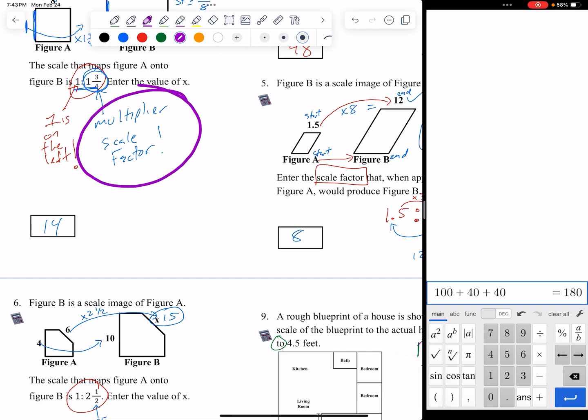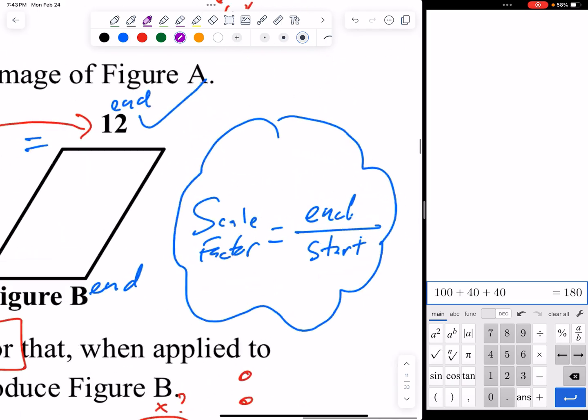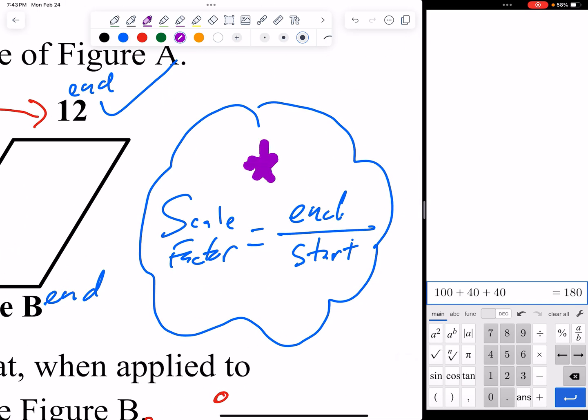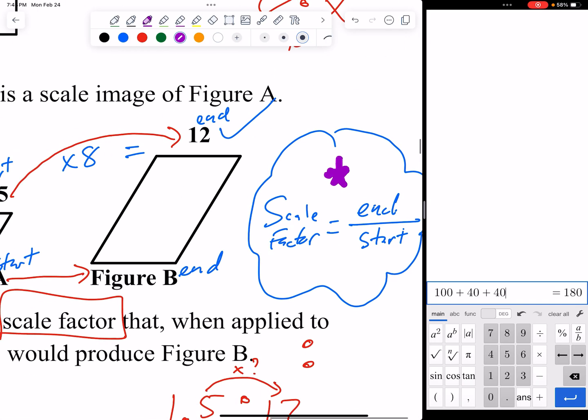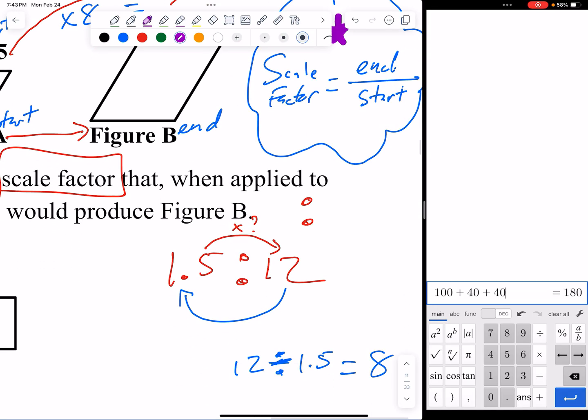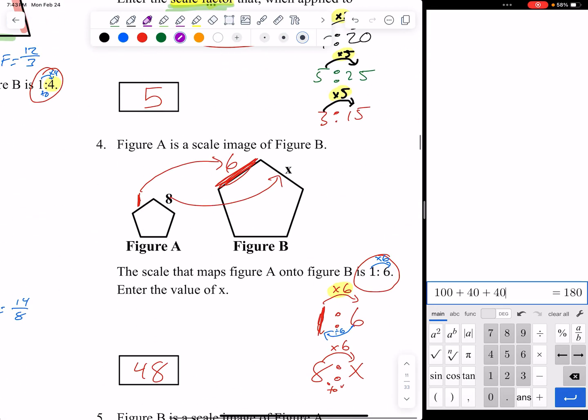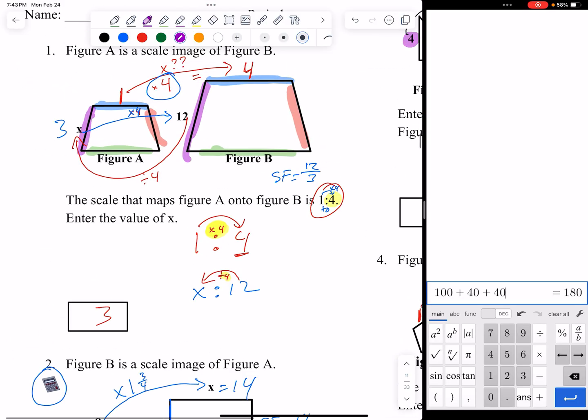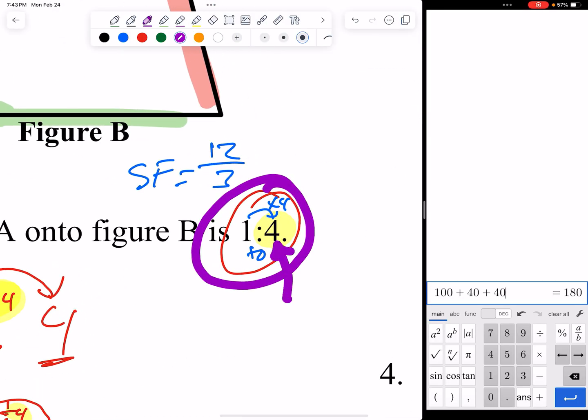Your multiplier and your scale factor, hopefully by today you're a little bit more comfortable, okay, and understanding how to get there. Here's one way to get there. Your scale factor, you just put the number you end at over the one you start, or you could have figured it out by doing that. The other shortcut was if you started with a 1, then basically that is your scale factor.